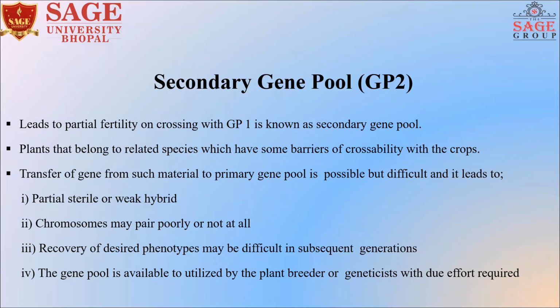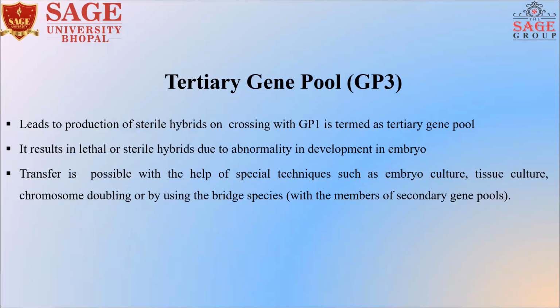So these are some of the points. That's why GP2 produces partially fertile hybrids, and it causes some difficulties. These are the various difficulties in GP2. One example in GP2: if we cross Aegilops tauschii with Aegilops peltoides in the case of wheat, we can get hybrids, but they are partially fertile. So this is about GP2.